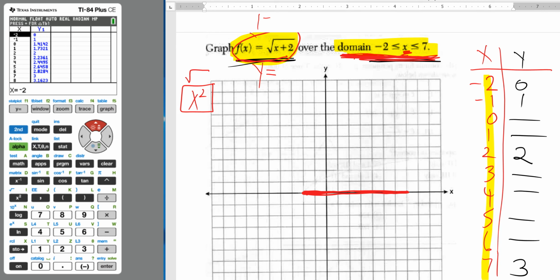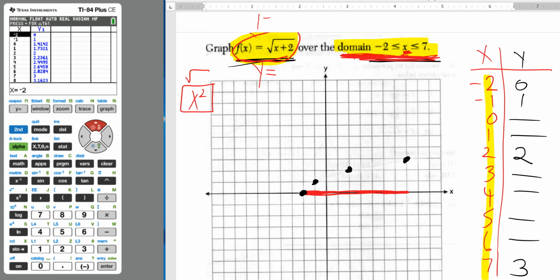The decimal values will be too hard to graph perfectly, so we may as well stick to the whole numbers where we can do a better job. We literally just take these 4 points and plot them. Negative 2 and 0 is here. Negative 1 and 1 is here. 2 and 2 is this point. And 7 and 3 is right here.